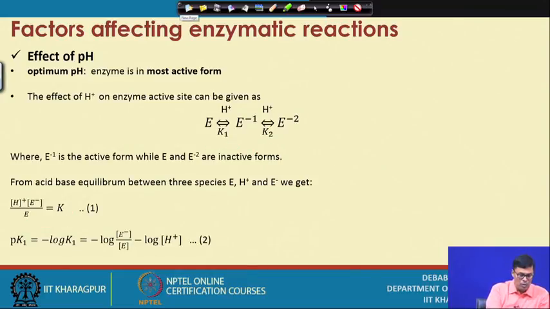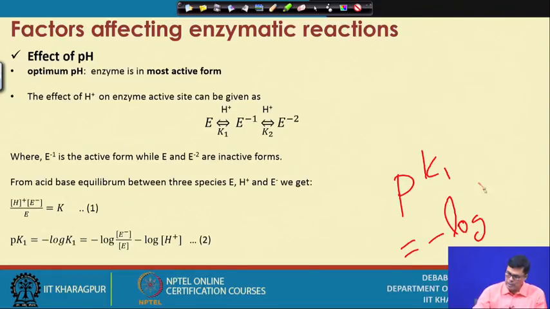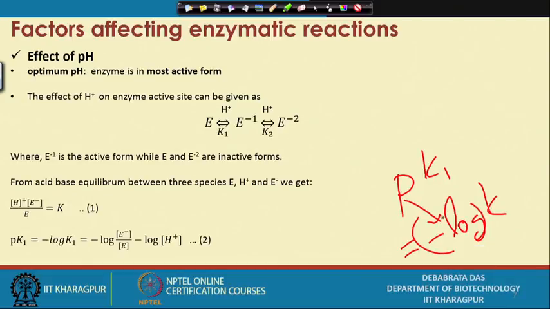Then we can take log here. What is pK1? pK1 equals minus log K1. P stands for minus log. So if we take the log, we can write it in this form.